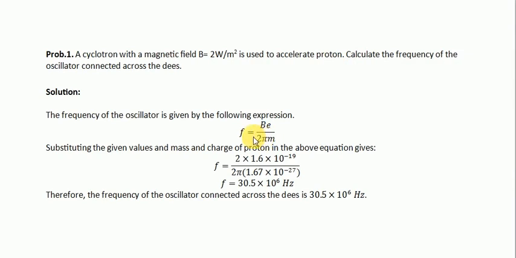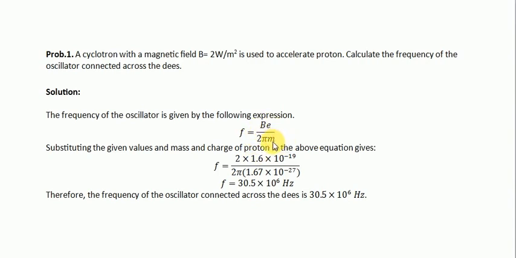Next, look at E, the charge of the proton. It is a fundamental concept in physics that the charge of a proton is approximately equal to 1.6 into 10 to the power minus 19 coulombs. It's the positive charge that interacts with the magnetic field to produce a force on the proton.